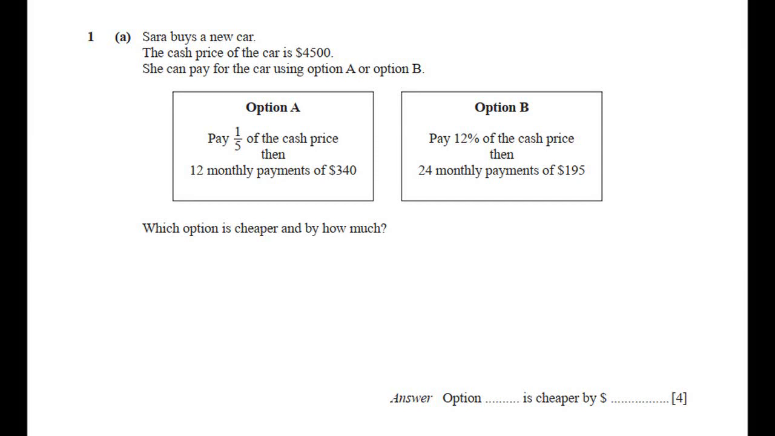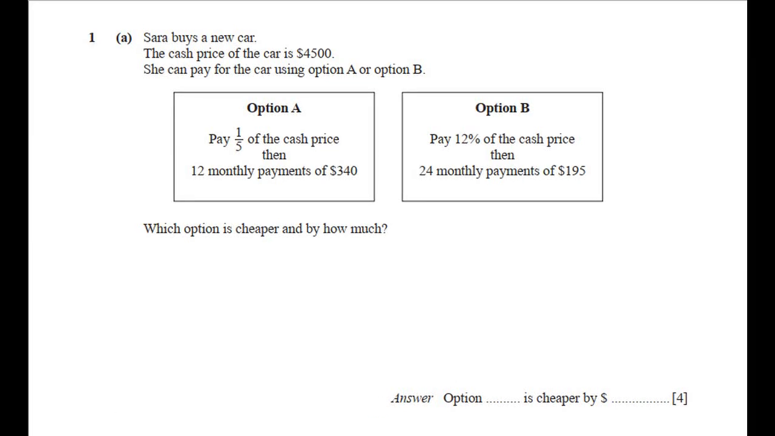Question number 1, Part A. Sarah buys a new car. The cash price of the car is $4,500. She can pay for the car using option A or option B. Which option is cheaper and by how much?